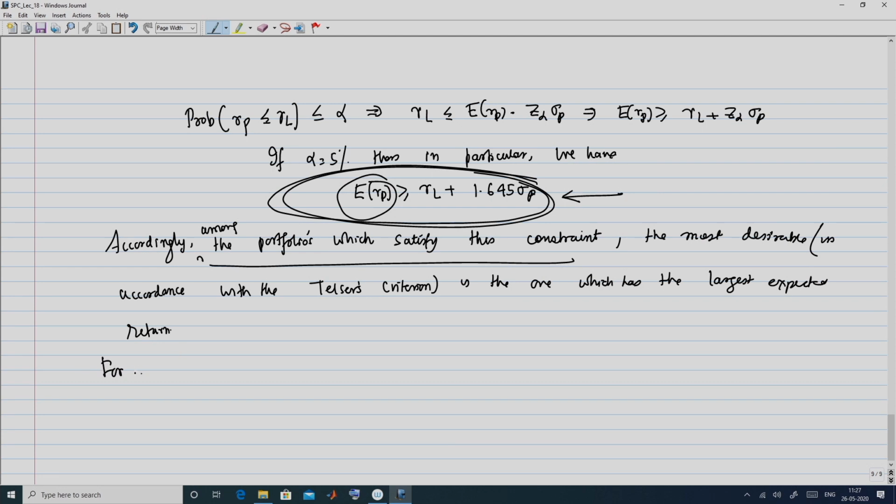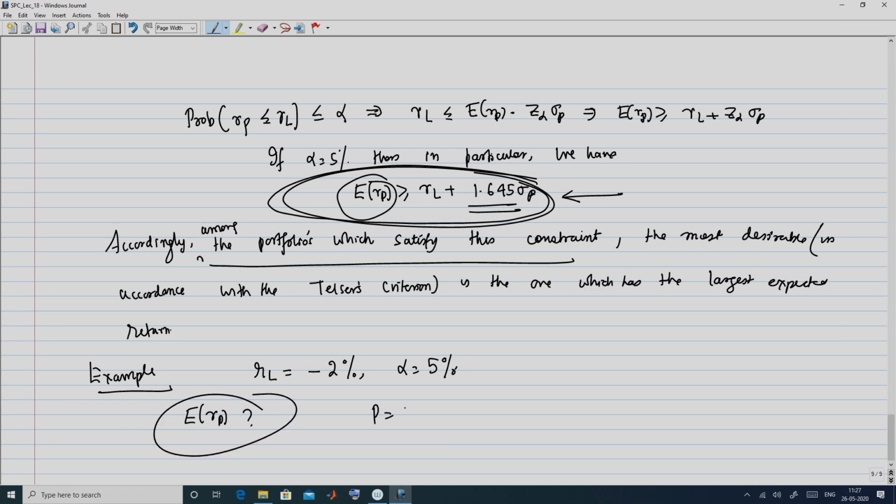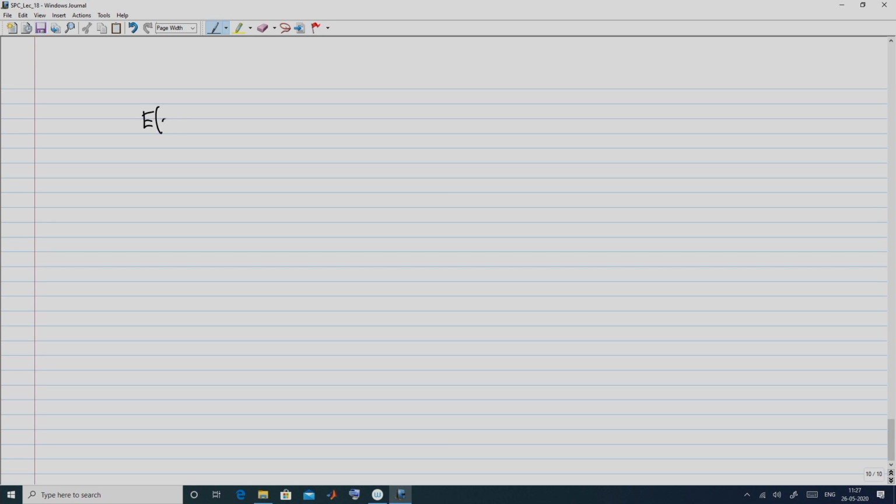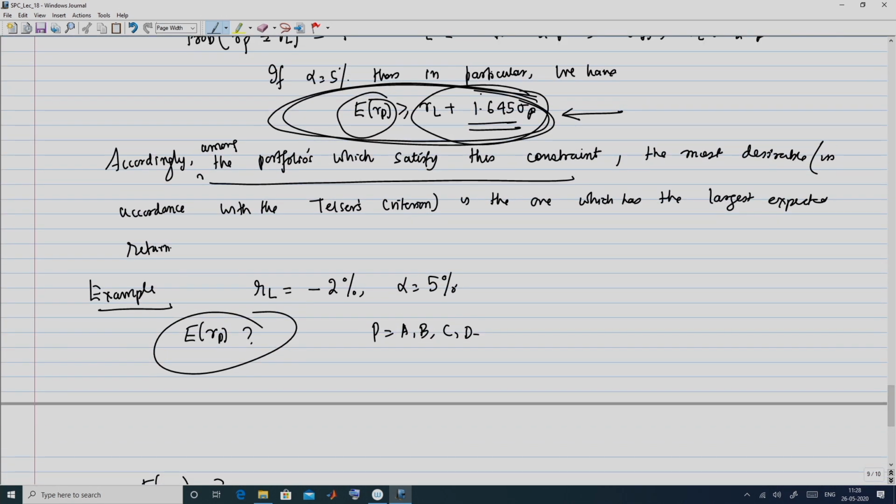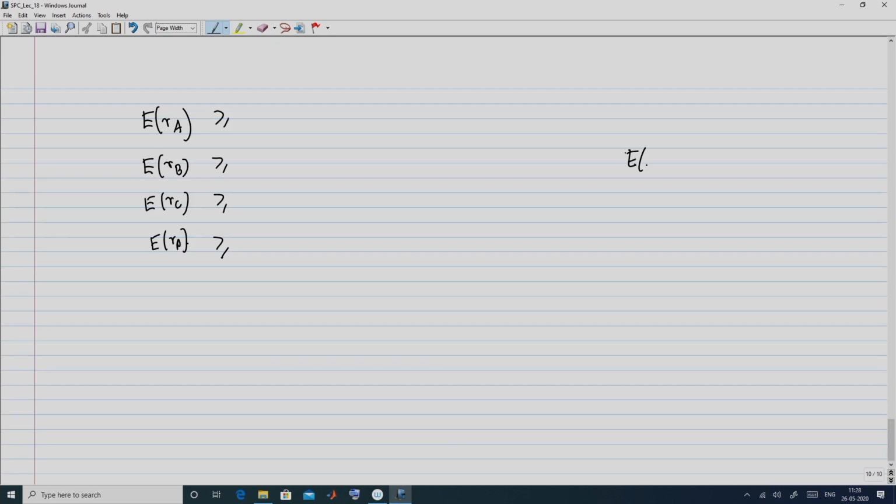Okay, so now we consider the example again that we have seen earlier. Since in this case I need to pre-specify my RL and alpha, I take my RL to be equal to say minus 2% and alpha equal to 5%. So that corresponds to 1.645. So then what is going to be the ERP in all these cases? For portfolios A, B, C and D, we will enumerate ERA, ERB, ERC and ERD. All of these must be greater than or equal to RL plus 1.645 sigma p.